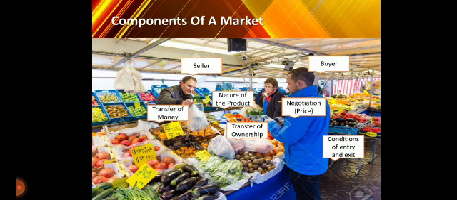Next one is the transfer of money. In return for the product, the seller receives the cash or the money or any kind of transaction regarding it. So a product is exchanged from the seller to the buyer. The seller gets the money and the buyer gets the product, and the transfer of ownership is done with a very proper negotiation of price.